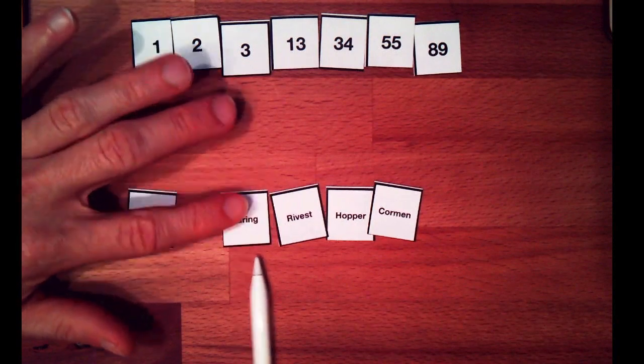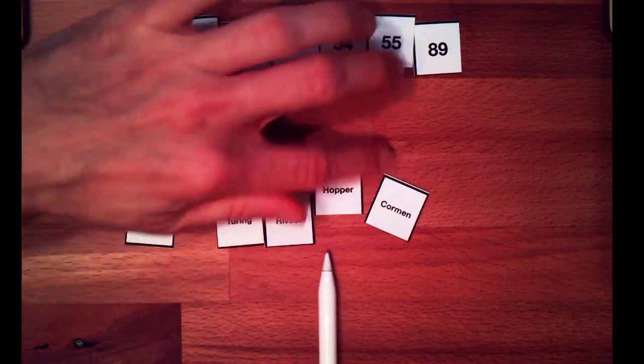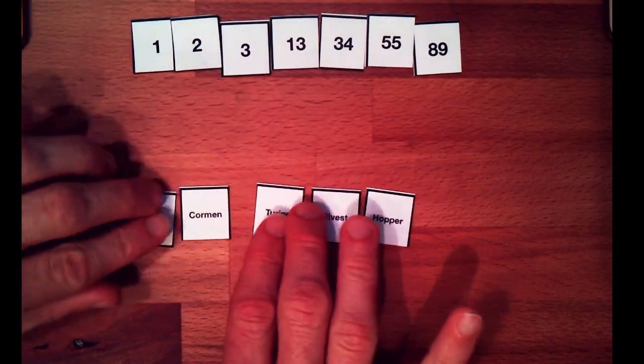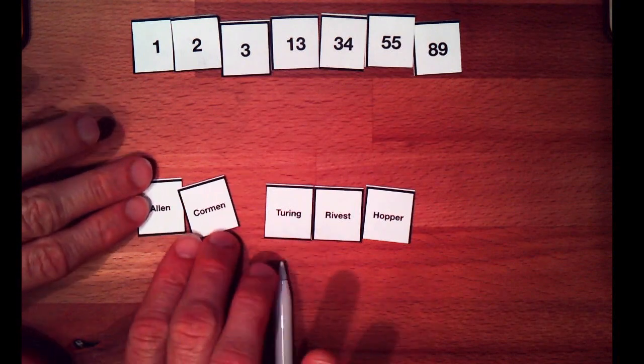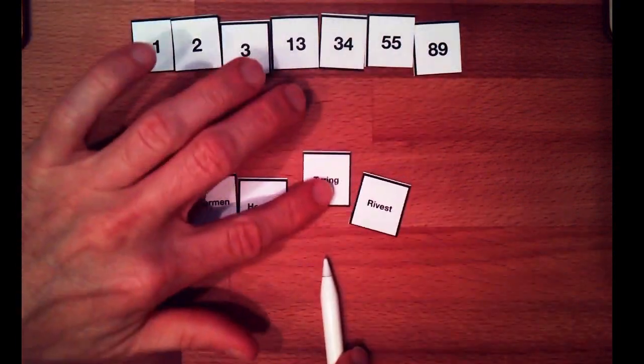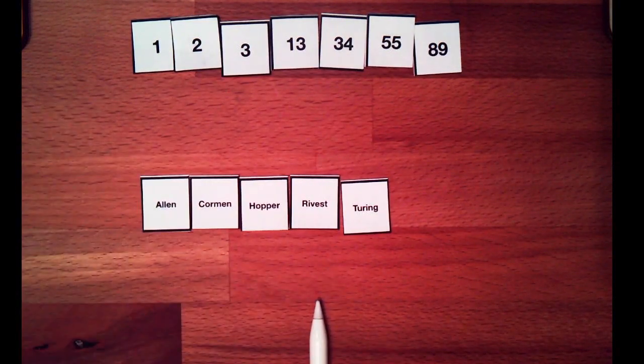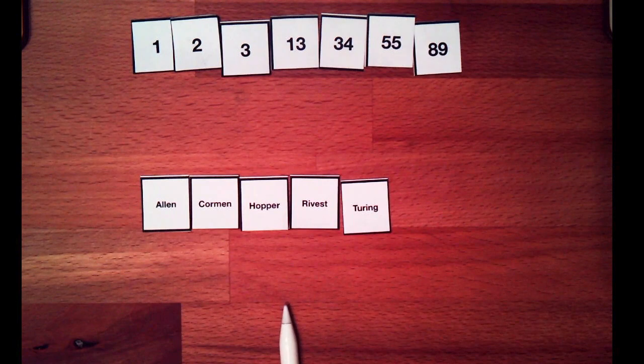Turing seems pretty good until we see Rivest, and then Hopper seems even better, and then Corman is even better. Corman goes to the front. And then we're done. Anyway, the basic idea is that we can even do the sorting process with other types of data, not just with integers, so it does generalize.